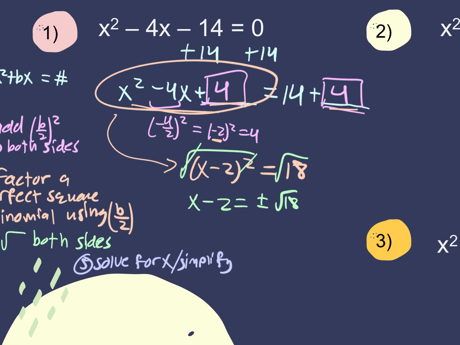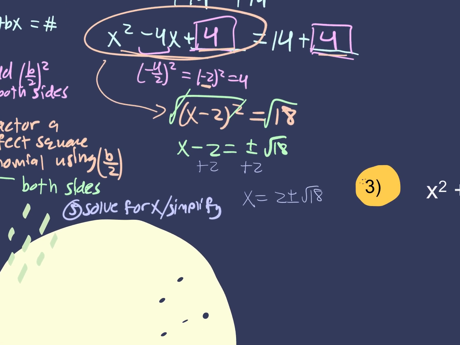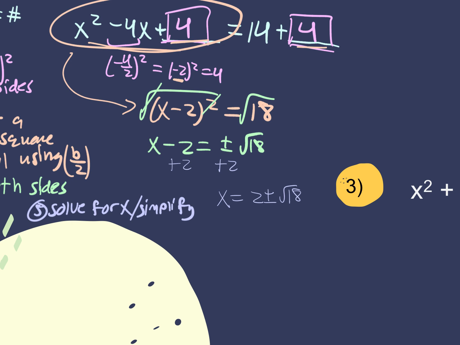All right, so we want to add this 2. Let's solve for that x. We add 2, we get x equals 2 plus or minus the square root of 18. And then we want to simplify this a little bit. So we want to split up square root of 18. Square root of 18 becomes the square root of 9 and the square root of 2. We want to simplify, get a perfect square out of that factor. So we get x equals 2 plus or minus 3 square root of 2. All right, and that's our final answer.